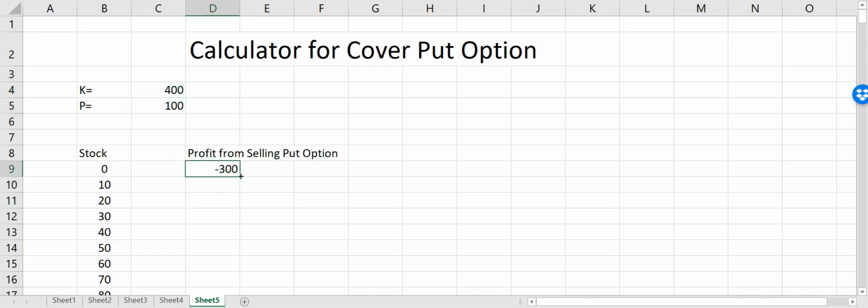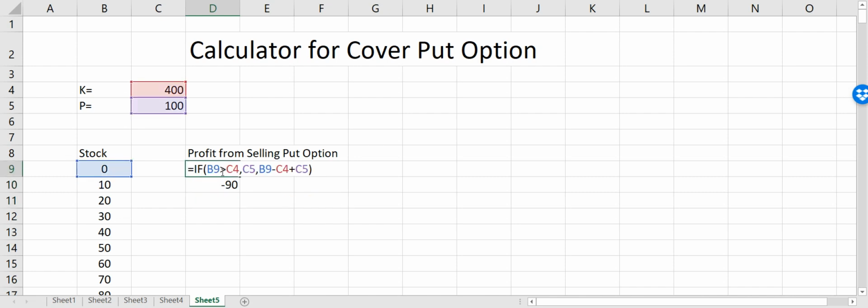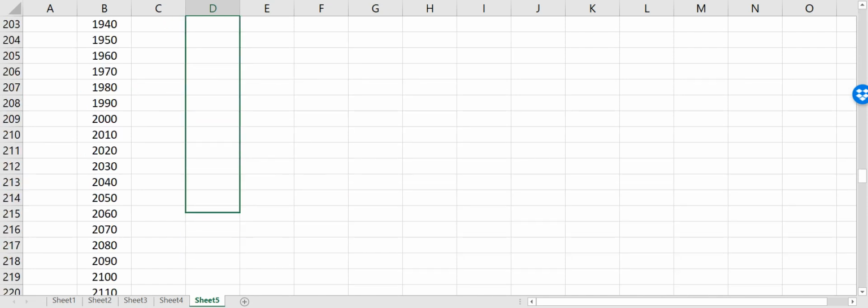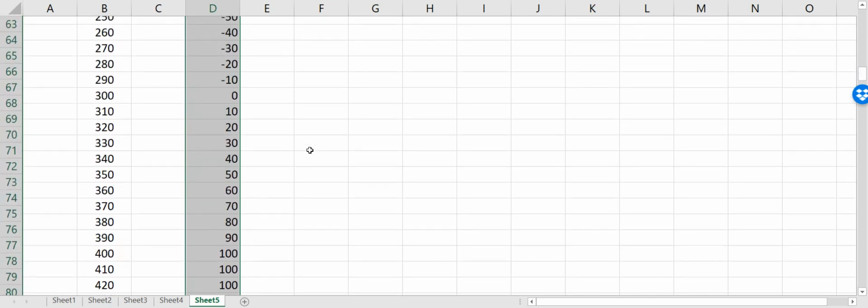Now if I drag it down, you can see that my reference to the stock is changing, and the reference to the strike price and the premium is also changing. I don't want these references to change, so therefore I'll go to the first formula and put a dollar sign in all these cases. Now if I drag it down, you can see that only the reference for the stock price is changing. So now I can keep dragging all the way down, and this is how my profit from selling a put option will look like.